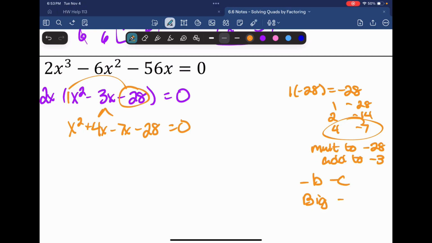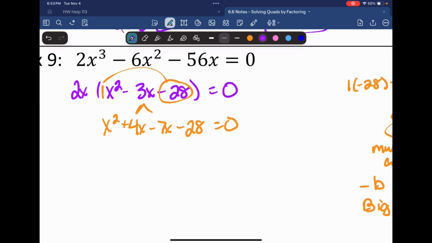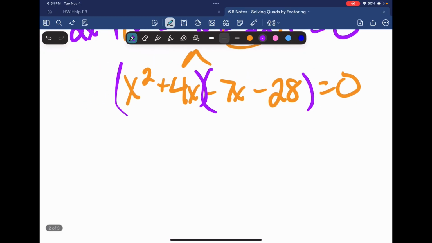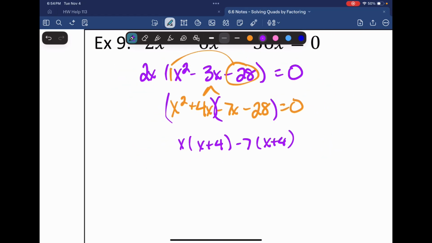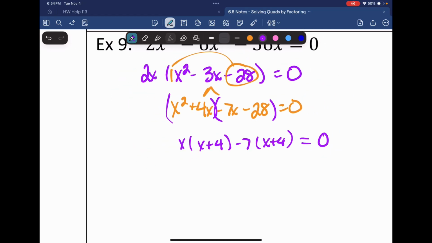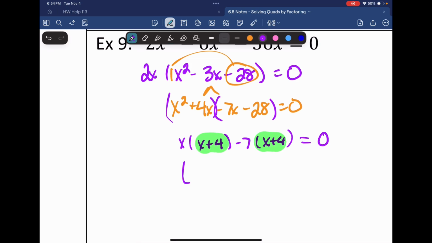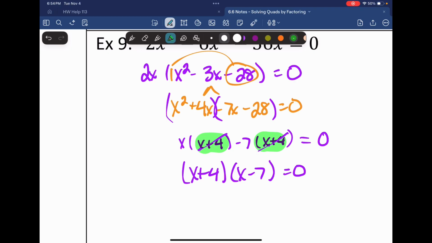Ignore the 2x for the moment. I'm going to group the first 2 and the last 2. GCF for the first group is x. Second group is negative 7. Common binomial factor. And then x minus 7 is your other factor. All right, and don't forget the original GCF.